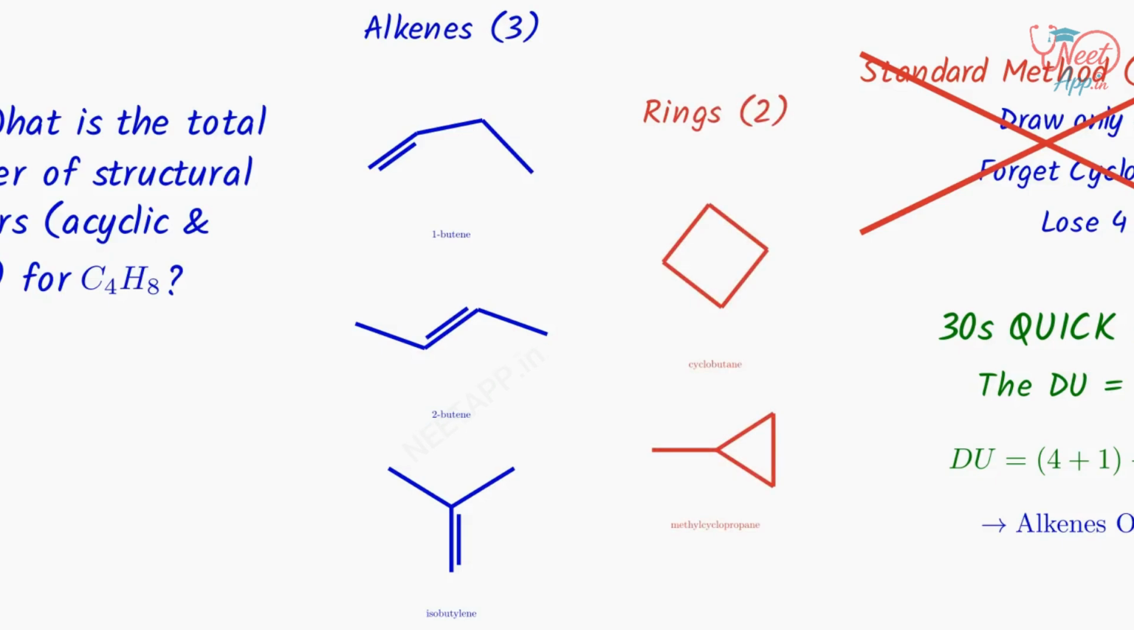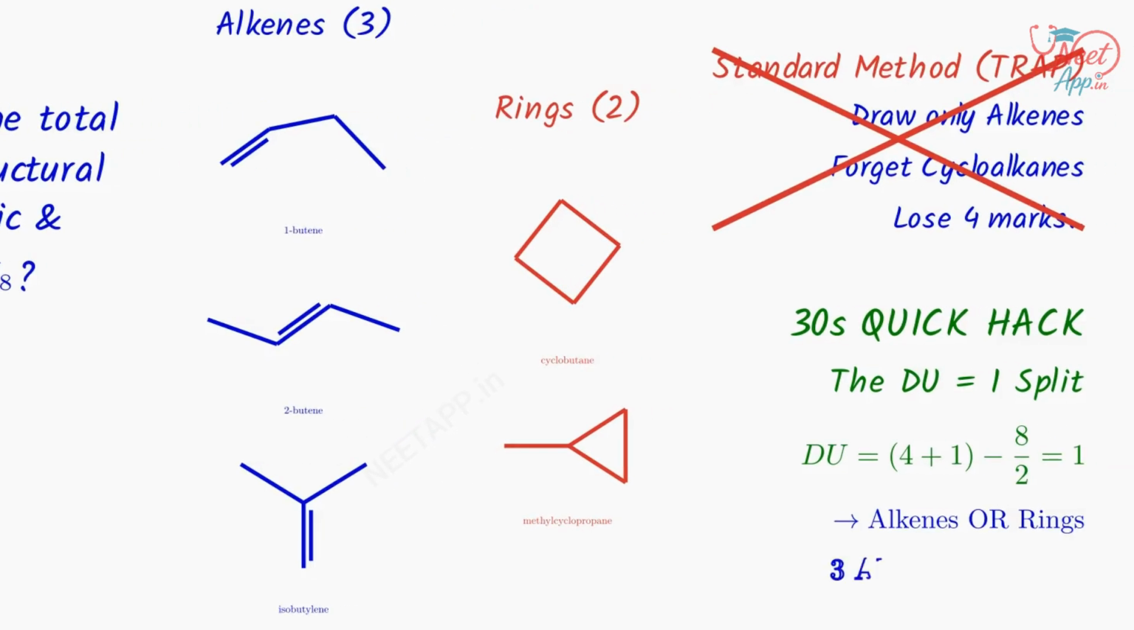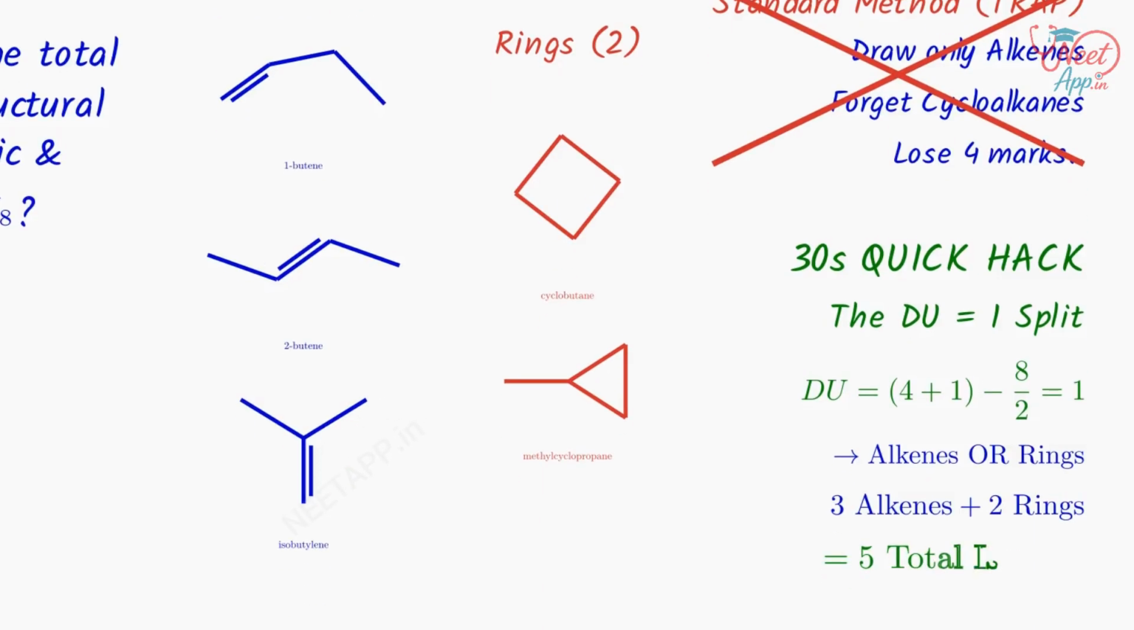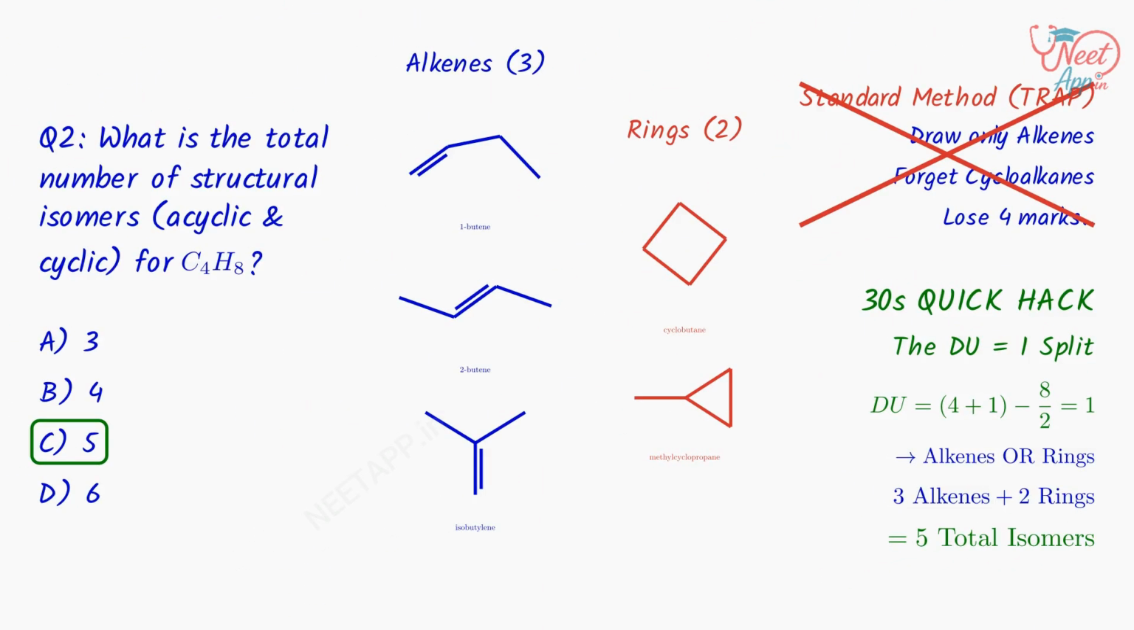Look at the right side. We split it up. For alkenes, we have exactly 3 structural isomers: 1-butene, 2-butene and isobutylene. For rings, we have exactly 2, cyclobutane and methylcyclopropane. 3 plus 2 is 5. Option C is the correct answer. Do the DU split, count both sides and secure your marks.